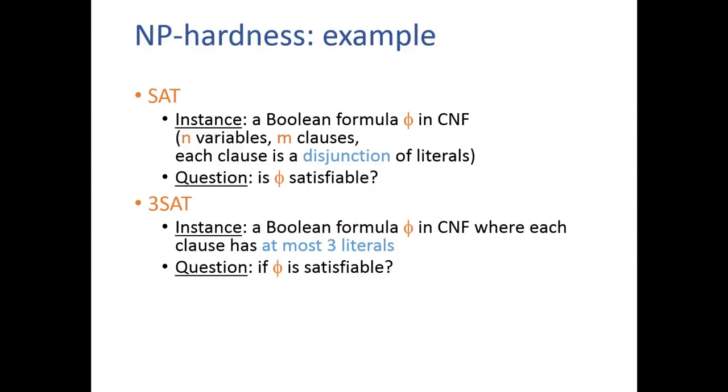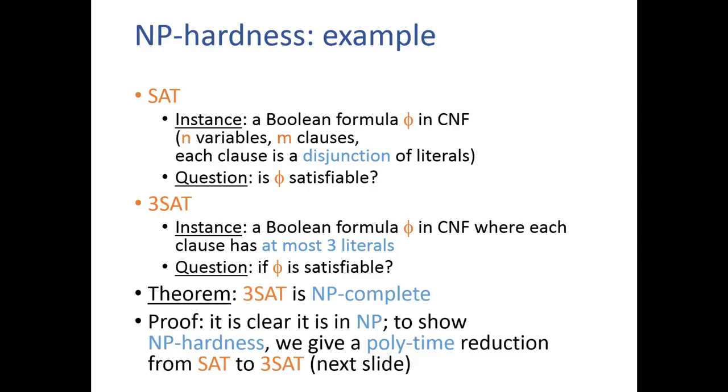Again, we have to reduce stuff in NP to it. And as we have just argued, we don't have to do it directly. We can just reduce SAT to 3 SAT. So what we are doing here is reducing a general problem to its special case. We show that the special case is as hard as the general problem. In other words, if we know how to solve the special case, we also know how to solve the general problem. Okay, so let's prove that.